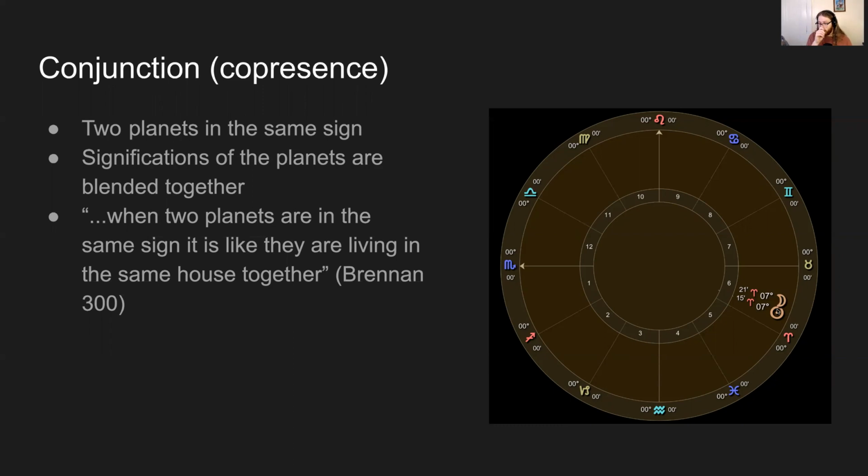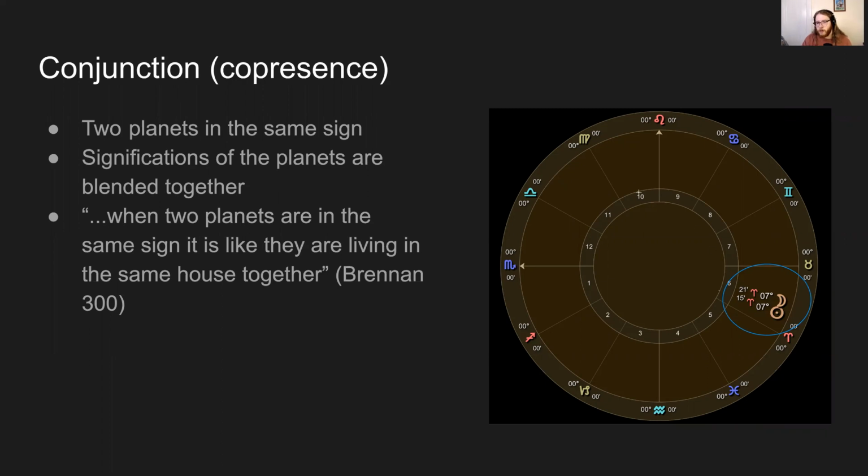And so the significations of the 2 planets are blended together. So if we see the sun and the moon in the 6th house, we think of the sun as the image of the native's life that is central to it, and the moon as the rhythm of their life, the health of their body. Those things would be in a union in the sixth house, which could mean they really strive to help the poor, or strive to be a good physician or doctor, right?